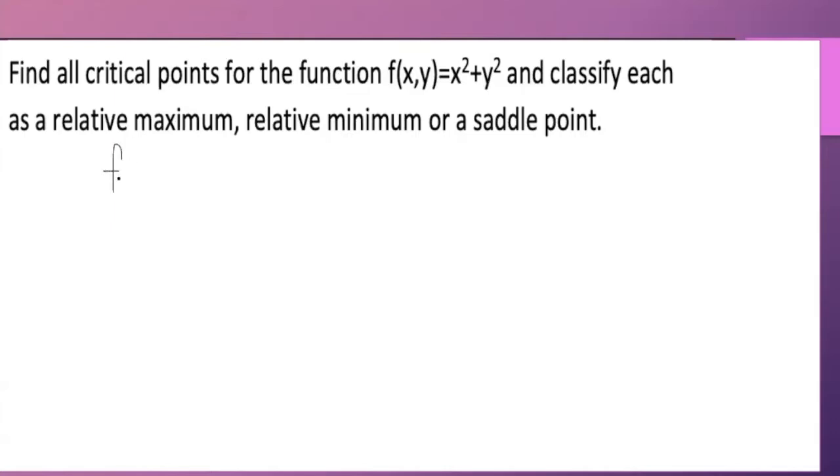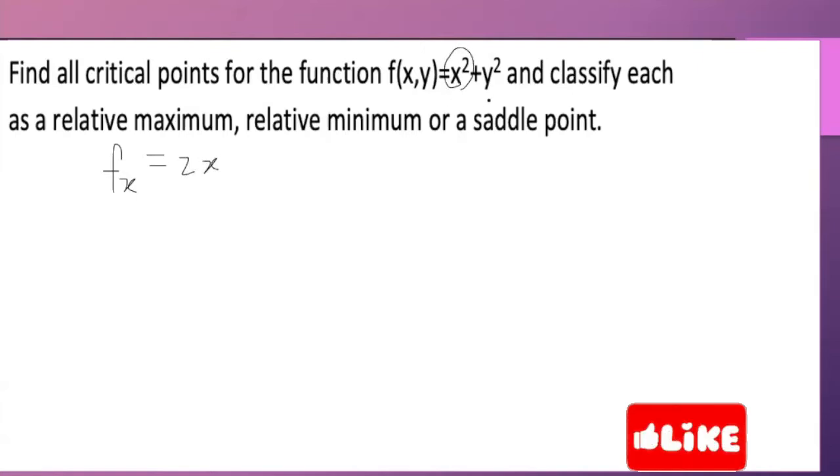So I have to differentiate with respect to x. It means when I see a number that stands alone, or I'm seeing a variable y, because I'm differentiating with respect to x, if I'm seeing the variable y by itself, I know it's going to be 0. So differentiating x squared, I will get 2x, and y squared, because it's by itself, will be 0. Now I'm going to find fy.